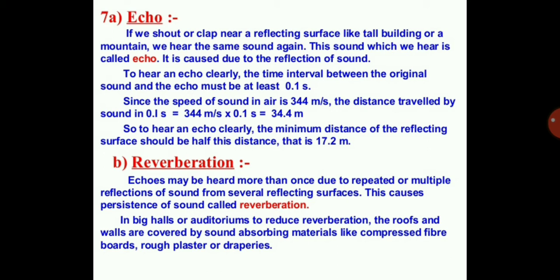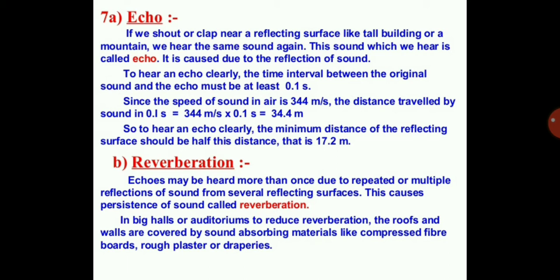Next is reverberation. Echoes may be heard more than once due to repeated or multiple reflections of sound from several reflecting surfaces. This causes persistence of sound, called reverberation. You have gone through this concept of persistence. Persistence means you feel that you are hearing that sound again and again. In vision also, you have persistence of vision. The same is true for persistence of sound.